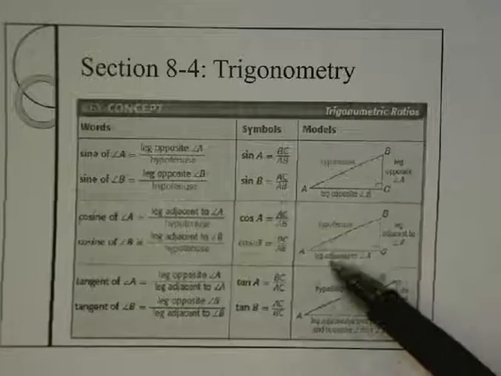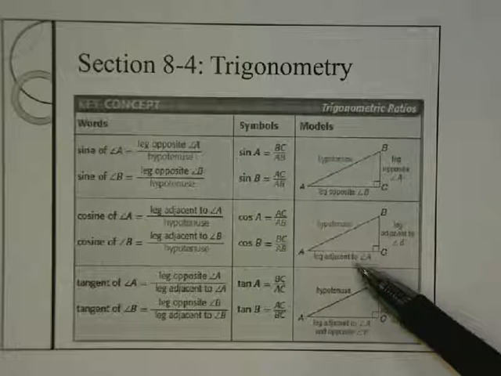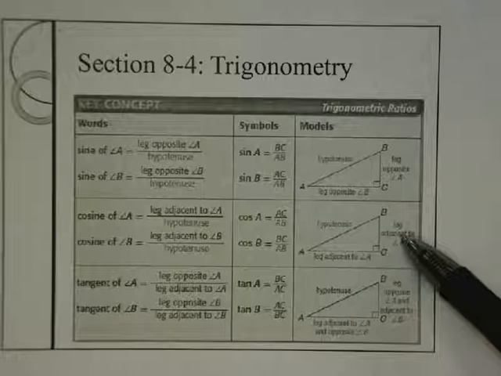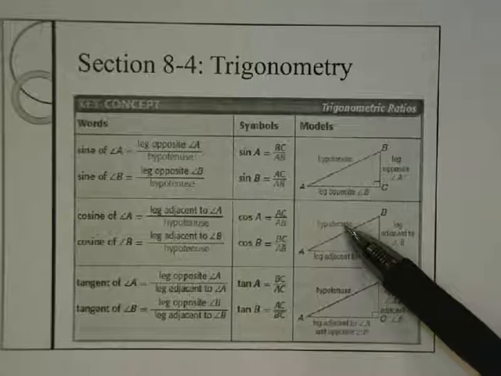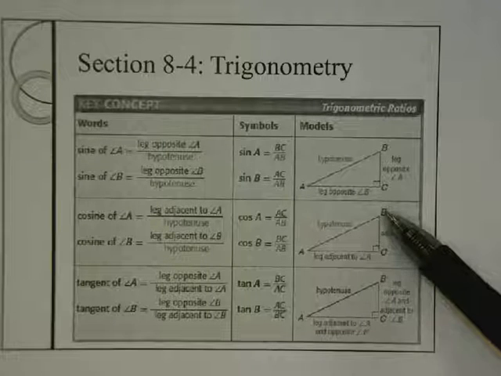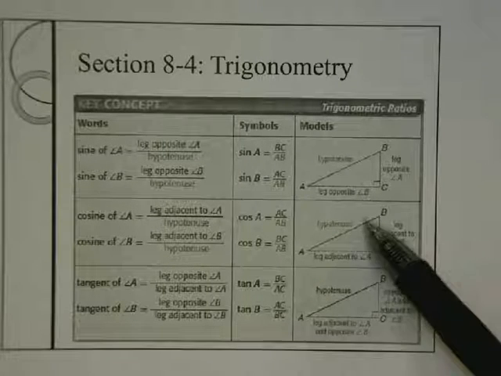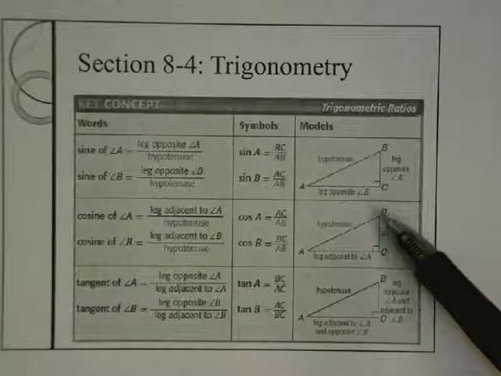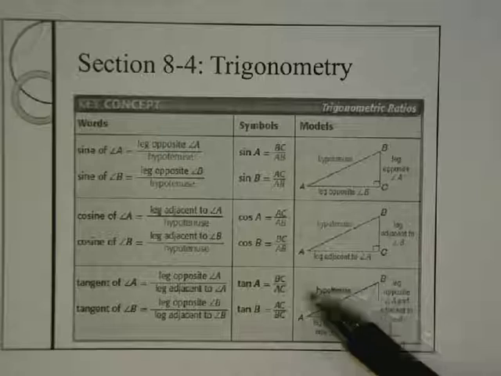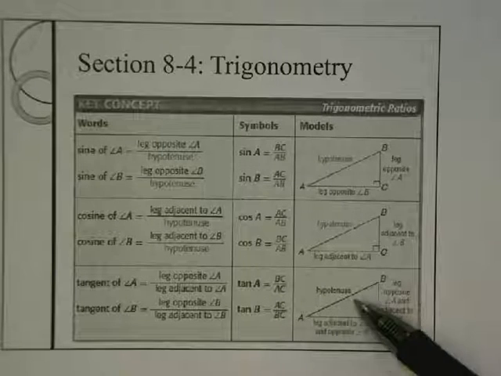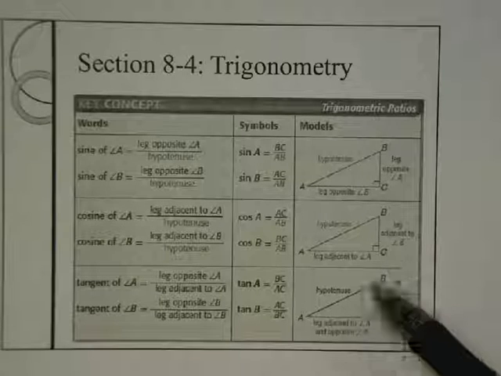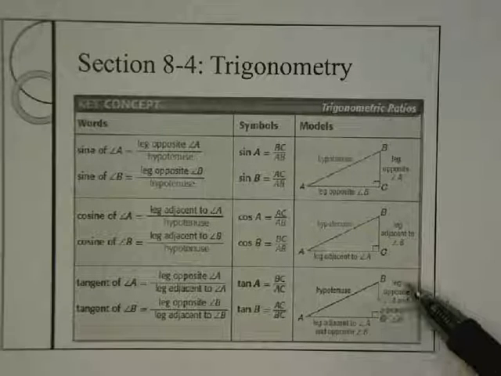So for angle A, this side is adjacent, there's the hypotenuse. For angle B, this side is adjacent, there's the hypotenuse. Now adjacent means next to, which is why this is adjacent to B. Now the hypotenuse is also adjacent to B, but it's the hypotenuse first and foremost. And then down here, tangent is opposite over adjacent. So from A, the opposite side over the adjacent side. For B, this becomes the opposite, and that becomes the adjacent.